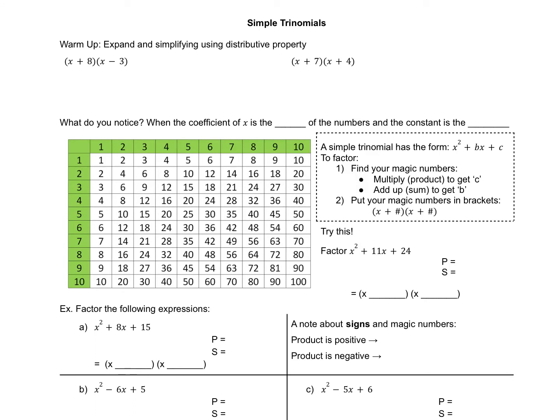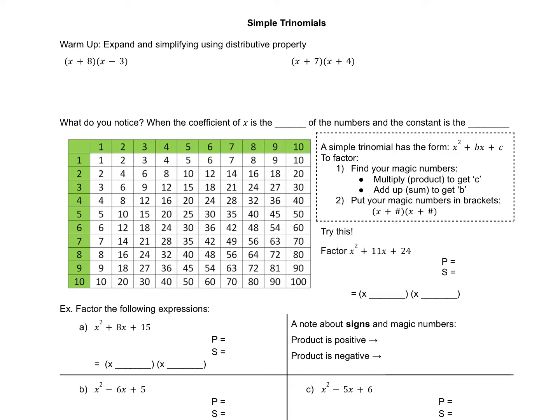In this video, we will be looking at how to factor simple trinomials. But before we do that, I want to do a warm-up where we do the opposite of factoring, which is expanding and simplify. So I have two brackets here with a binomial in each, which means we have to do the FOIL version of the distributive property.